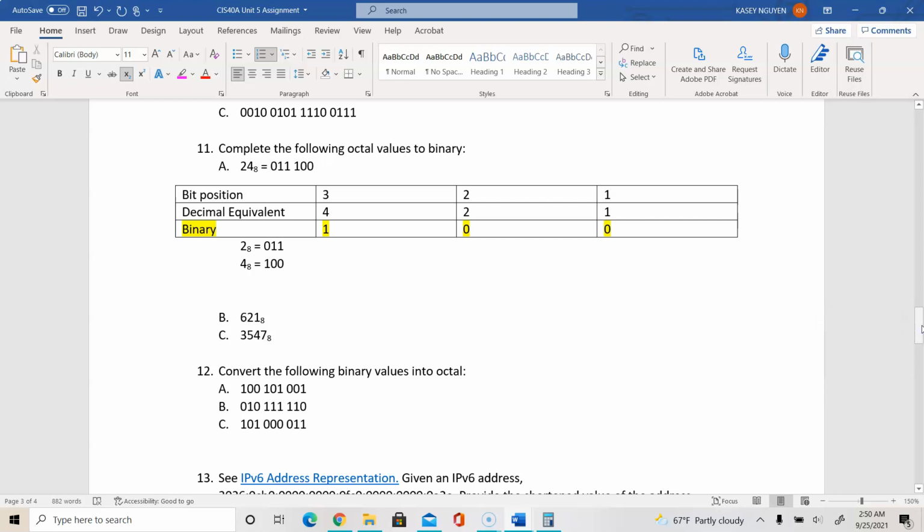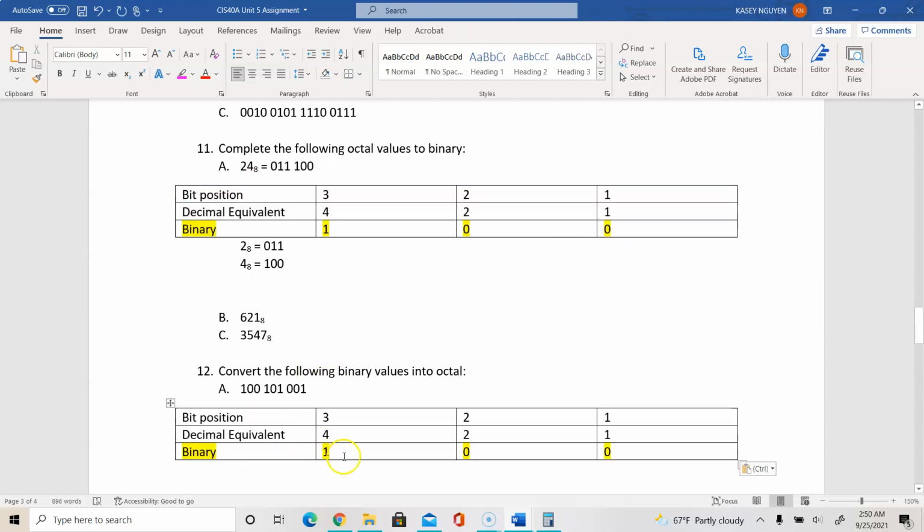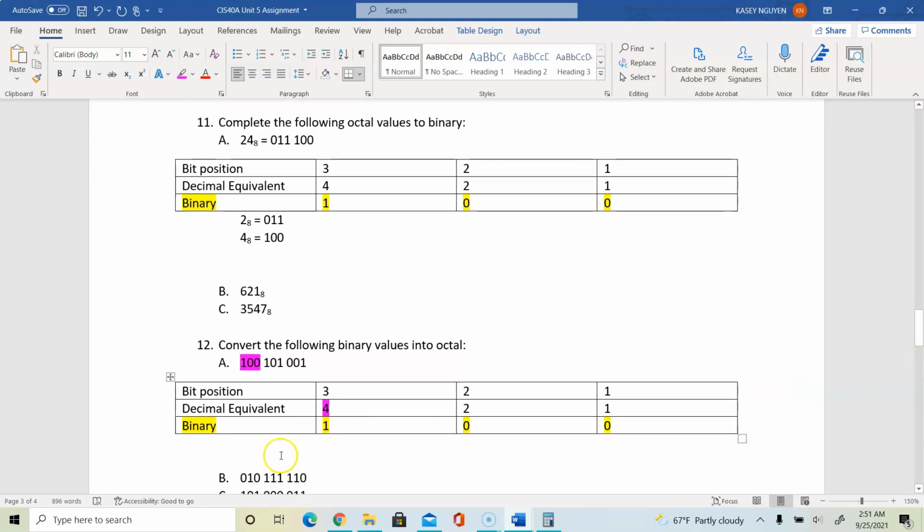For number 12, we need to convert the binary values into octal. So I'm going to go ahead and do A. Again, we can take the scale that we have for the decimal, and we're going to clear out our binary here to start. We're going to start with the 100. So we would do 1, 0, 0. Since the only one that's on is the 4, we can say that that's a 4. The rest is off there.